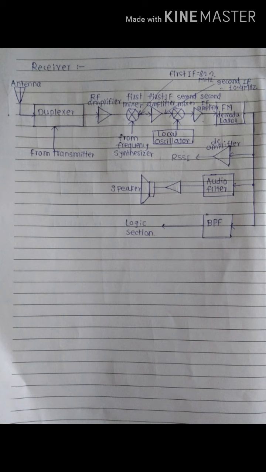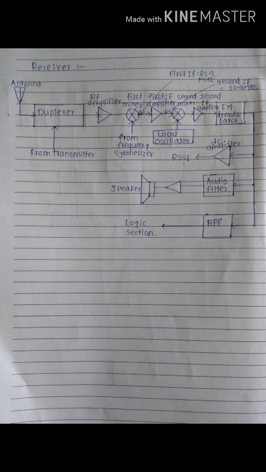The first mixer receives the RF amplifier output, mixed together with another input which comes from the frequency synthesizer. Here the first down conversion takes place: the input frequency is down converted to 82.2 MHz in the first mixer.